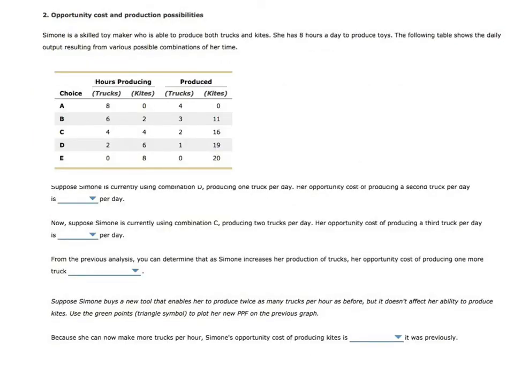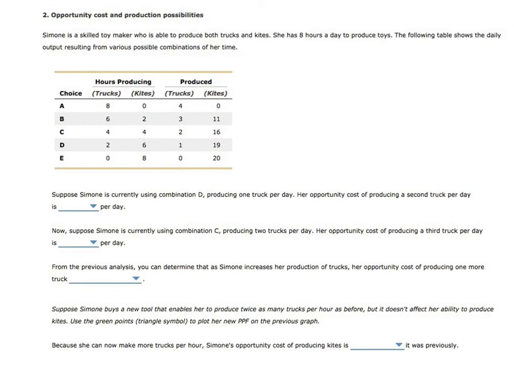So I've pulled in the table again. So Simone is using combination D, so she's producing 1 truck per day. If she decides to increase from 1 truck a day to 2 trucks a day, she goes from 19 to 16 kites. So when she produces that extra truck, she loses 19 minus 16, or 3 kites.